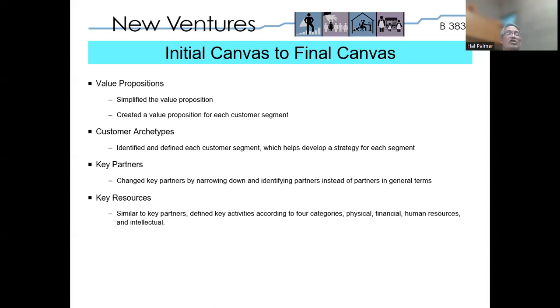Another area that's changed are the key partners. We changed that by narrowing down and identifying partners instead of partners in general terms. So we're getting more specific, in other words. And our key resources, similar to the key partners, we defined according to the 4 categories of physical, financial, human resource, and intellectual. This has been helpful in segregating the resources and focusing more on the details rather than the generalities.